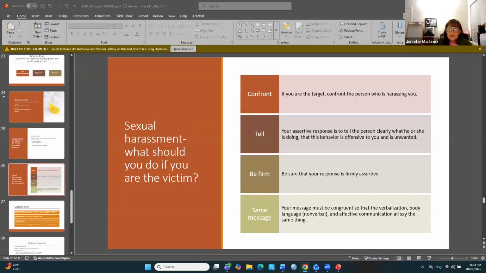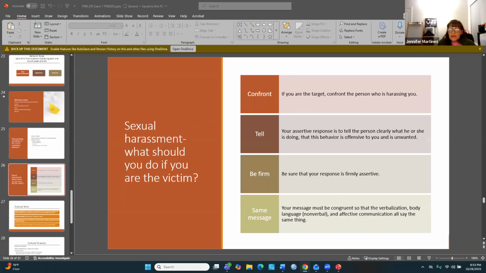With sexual harassment, if you are the target of sexual harassment, it is just about abuse of power. It's not about sex, it's not about passion. All right, it is all about power and control.